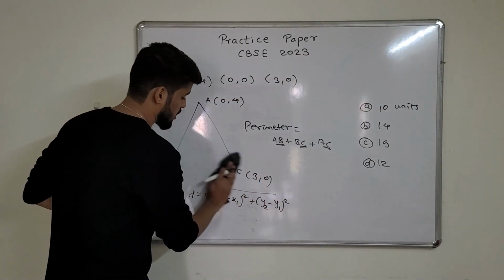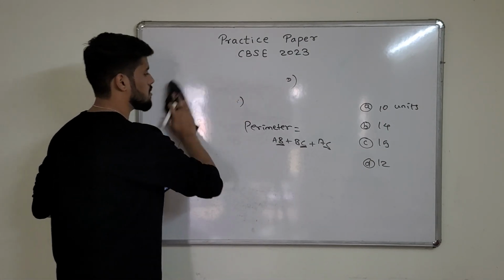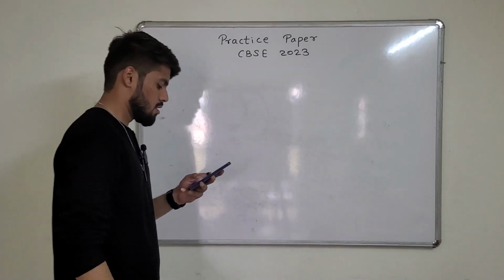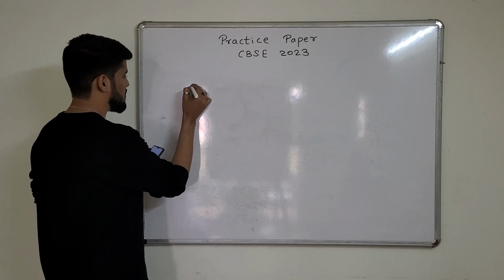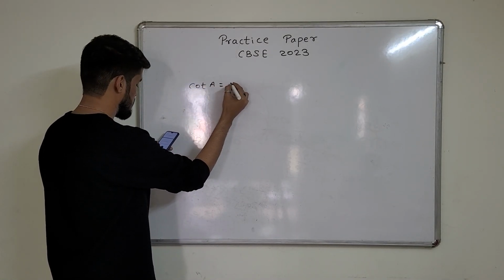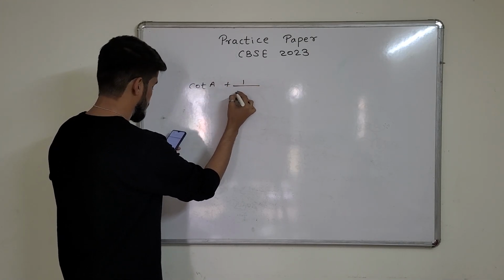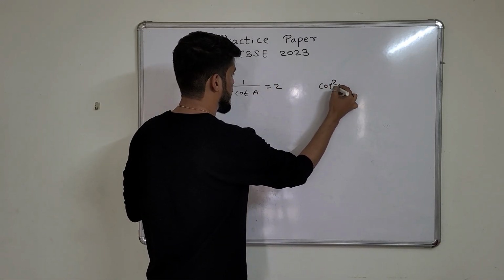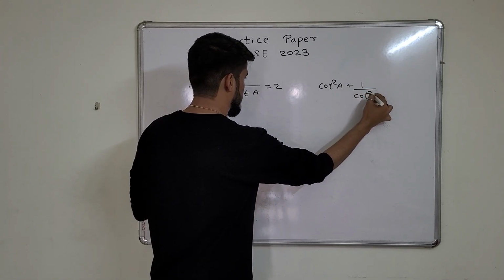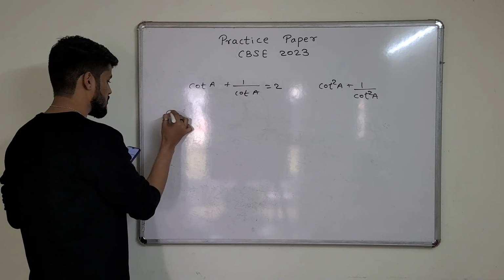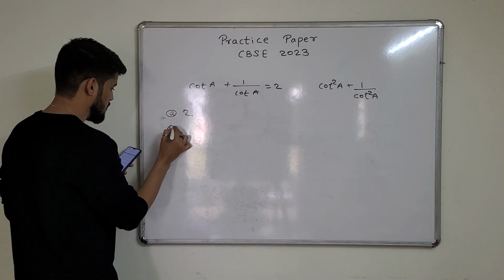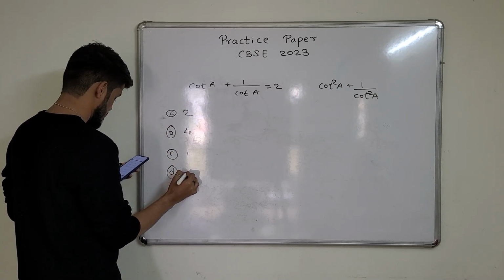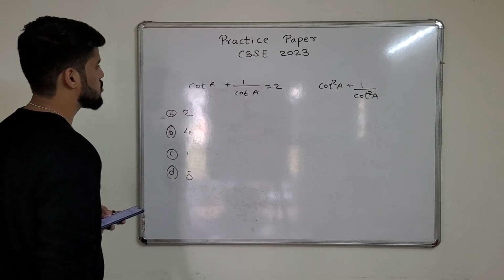The next question is from trigonometry. If cot A plus 1 upon cot A equals 2, then we need to find the value of cot square A plus 1 upon cot square A. The options we have are, option A is 2, option B is 4, option C is 1, and option D is 5. So how will you solve this question?